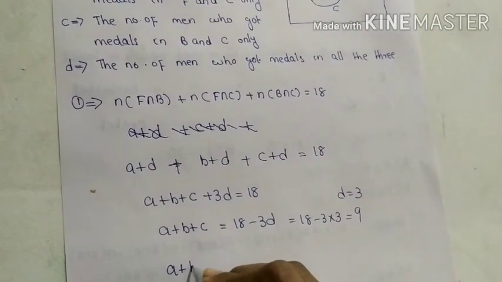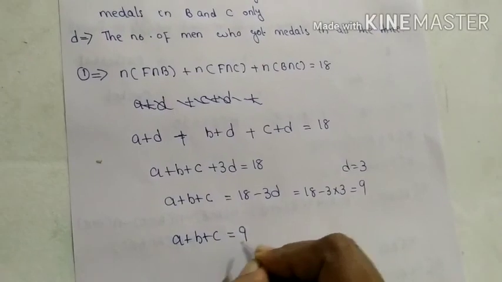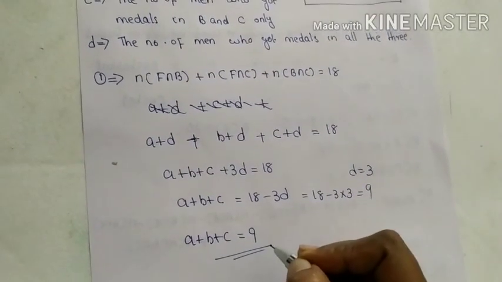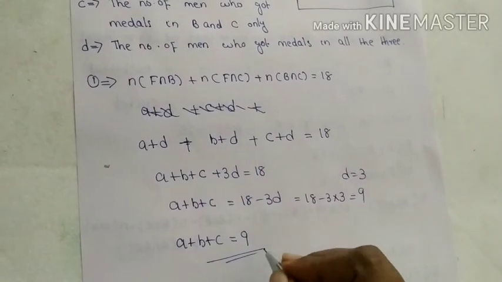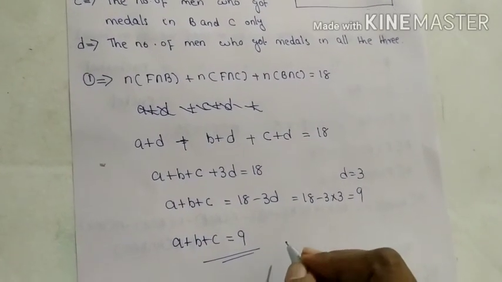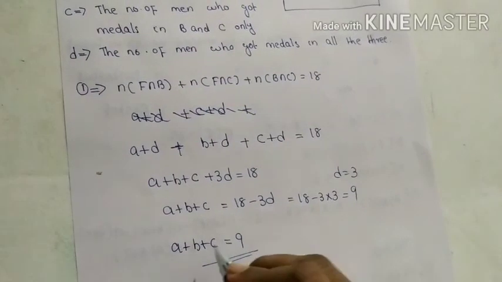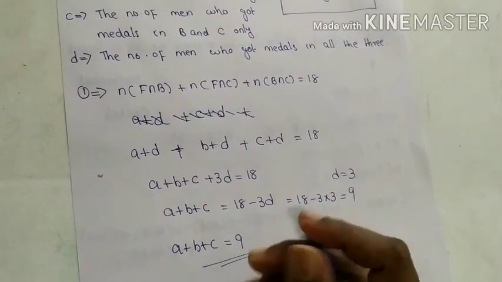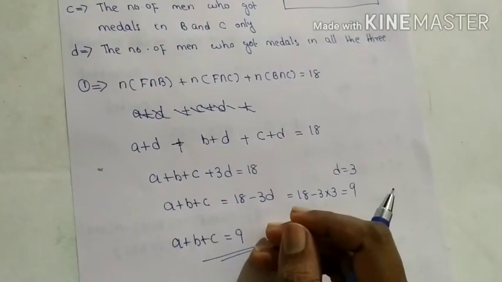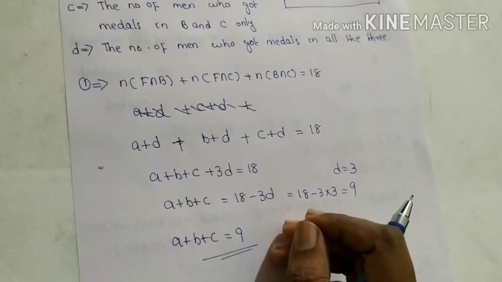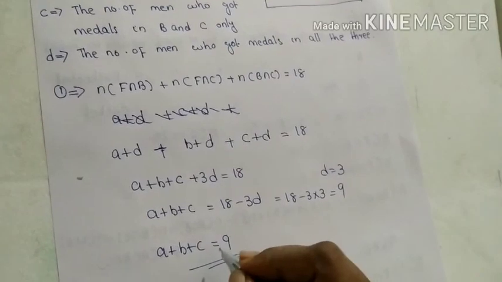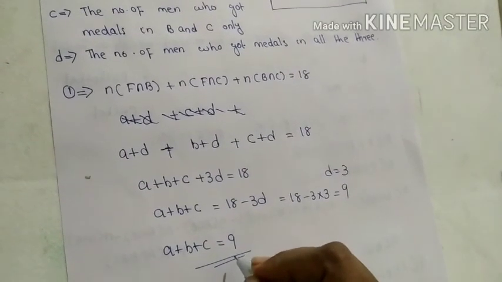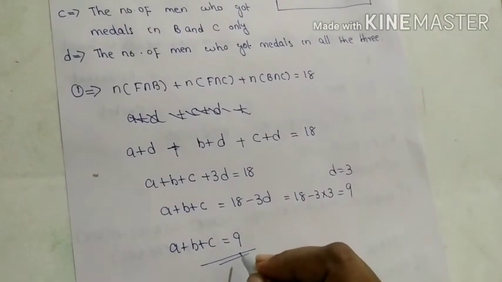So A plus B plus C equal to 9. This is our final answer. We need to find the number of people who got medals in exactly 2 of the 3 sports. So A plus B plus C gives the number of people who got medals in exactly 2 of the 3 sports, and we get 9 people who got medals in exactly 2 of the 3 sports.